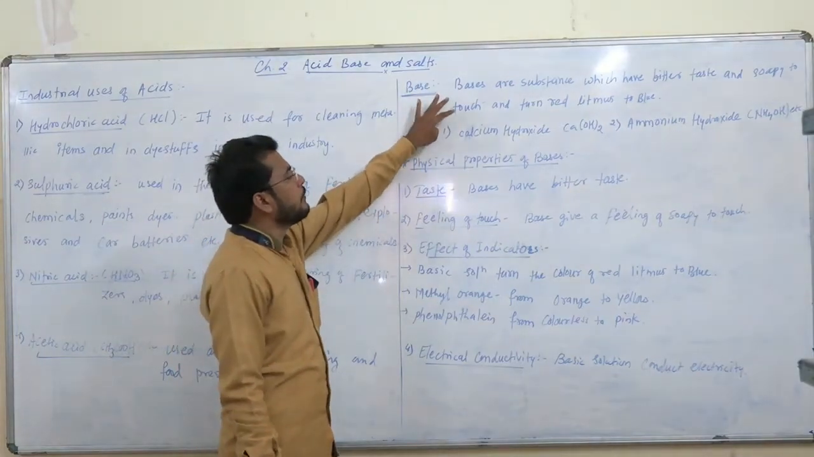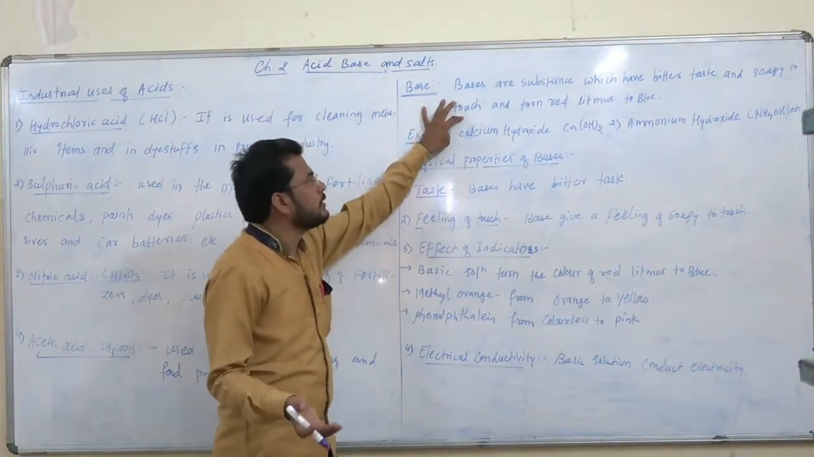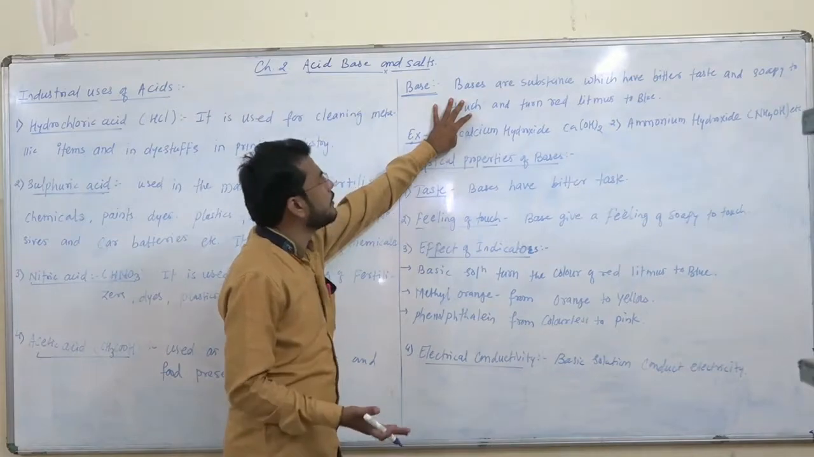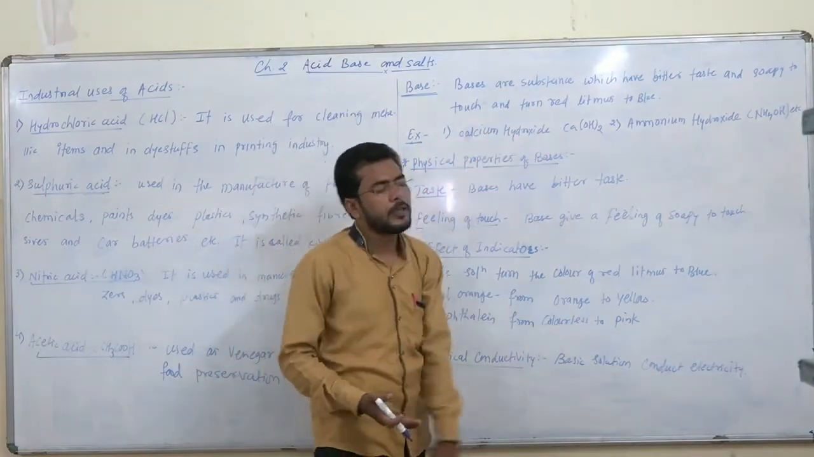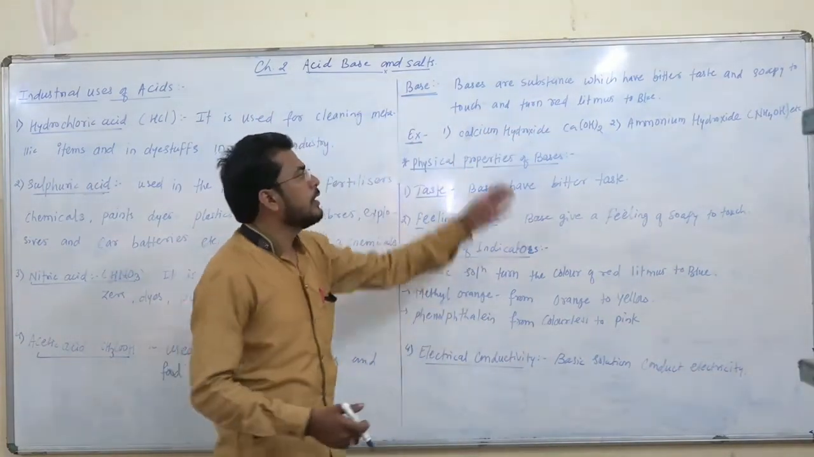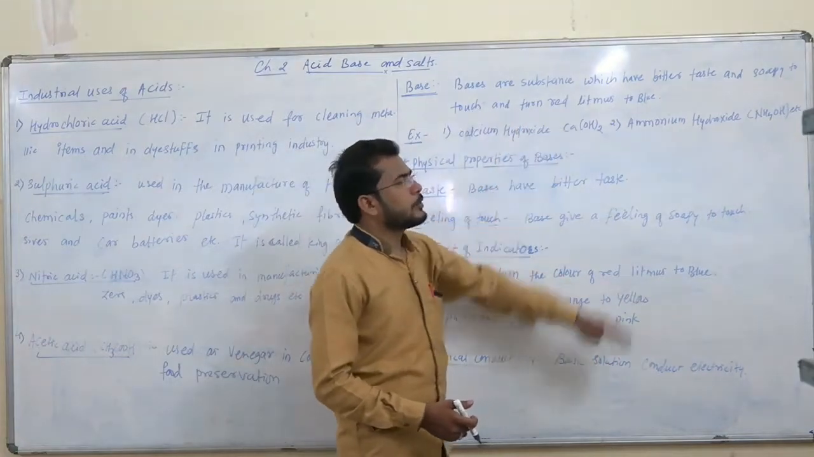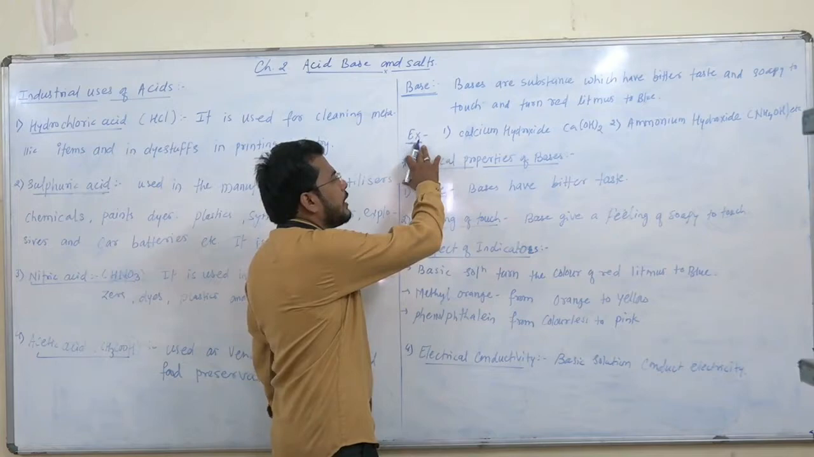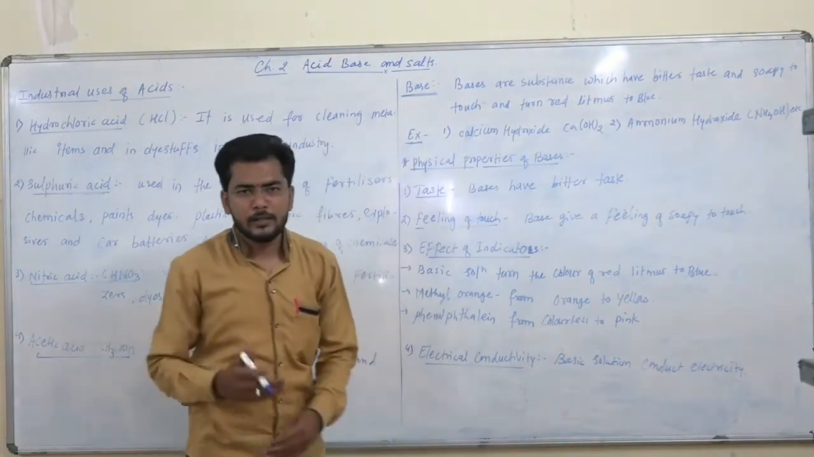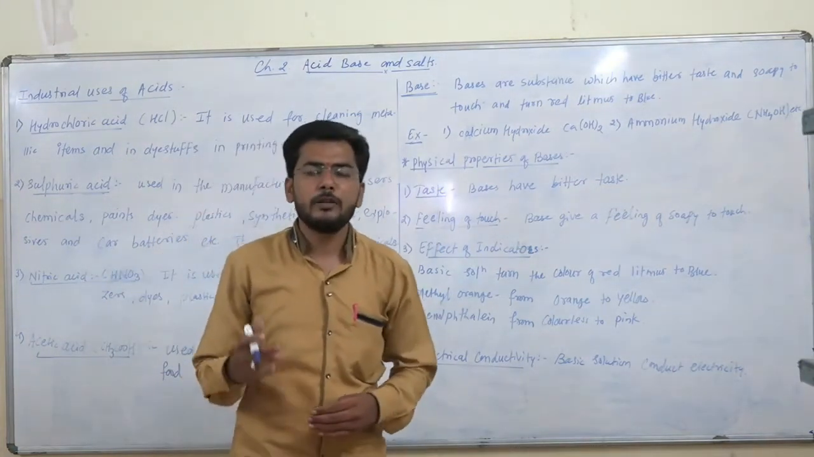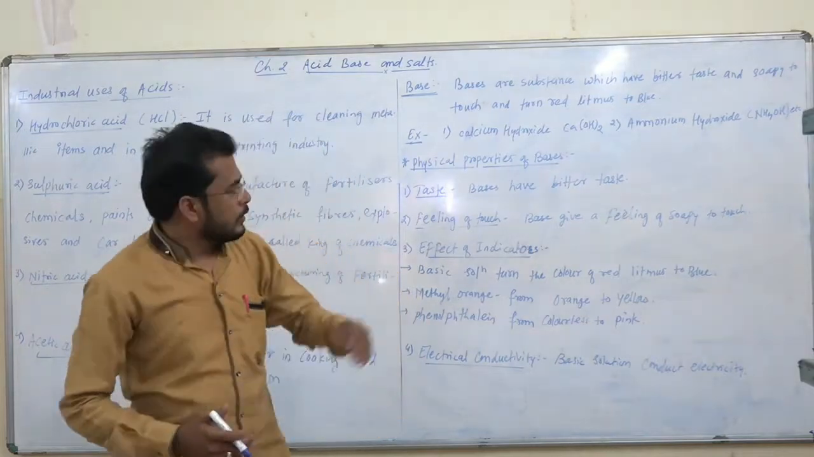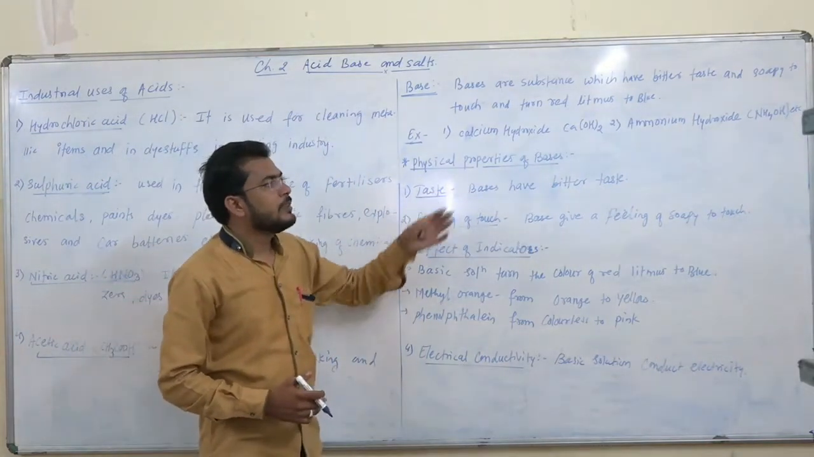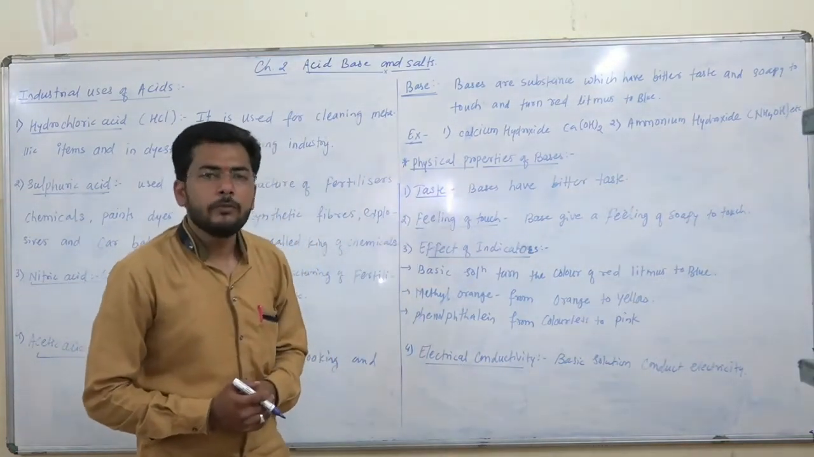After that, we saw the introduction of bases, and the definition of bases. Bases are substances which have a bitter taste and are soapy to touch, and they turn red litmus paper to blue litmus paper. Some examples are calcium hydroxide, potassium hydroxide, magnesium hydroxide, and sodium hydroxide. These are the examples of bases.